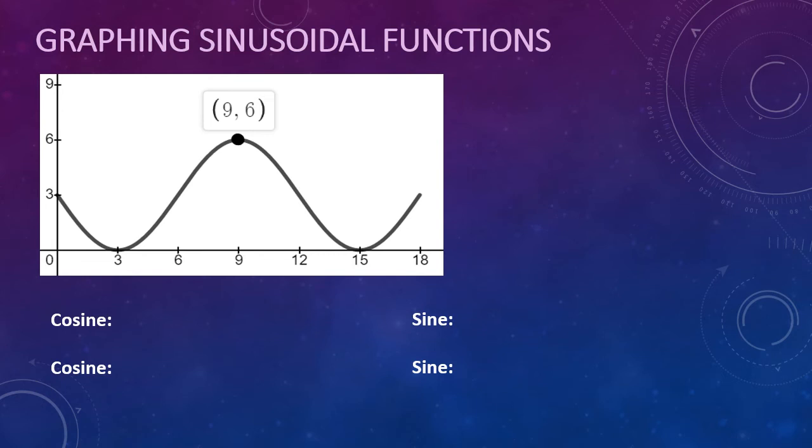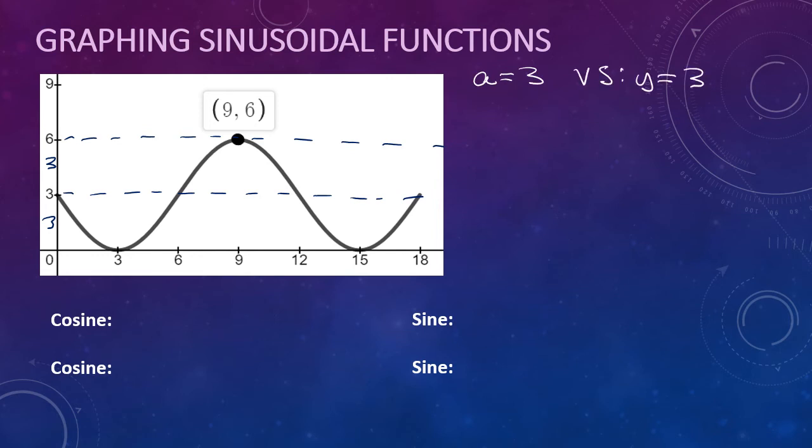So if I look at this graph, I have a midline here. So my midline is there at 3. I have a maximum at 6. So this distance here is 3, which means my amplitude is 3. So basically my amplitude is 3. My vertical shift is up 3.